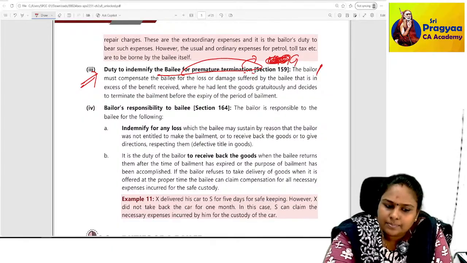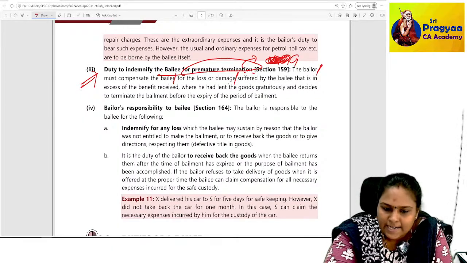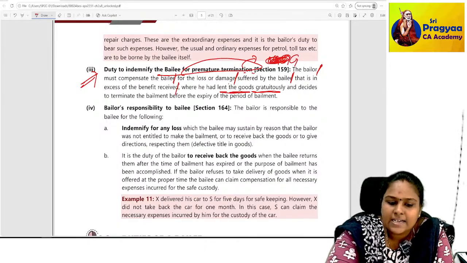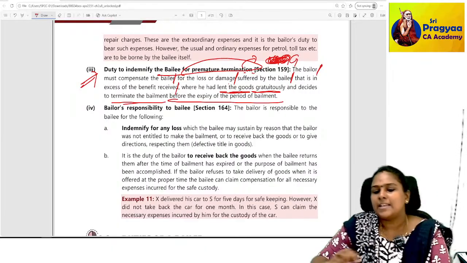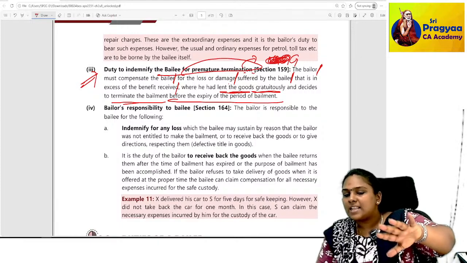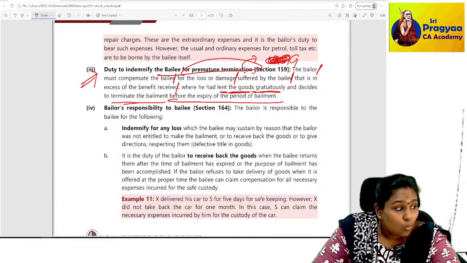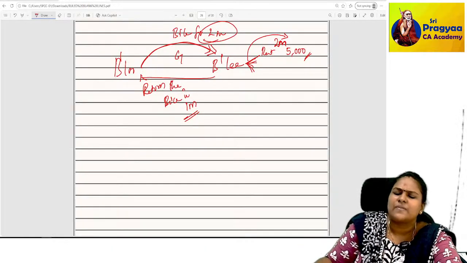The bailor is liable to compensate the bailee for the loss or damage suffered by the bailee that is in excess of the benefit received, where he had lent the goods graciously and decides to terminate the bailment before the expiry of the bailment. Does the scenario we discussed match here? But what doubt you might get here is, what is this excess benefit received?